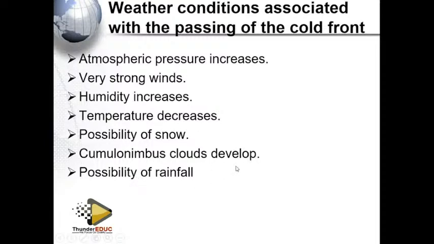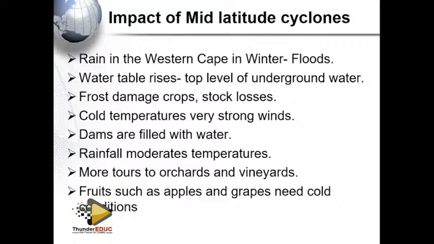Cumulonimbus clouds form. Why do cumulonimbus clouds form? They form because there is continuous rising of warm air along the cold front. When there is that rising of warm air, it will result in the development of cumulonimbus clouds in the upper atmosphere. And therefore, cumulonimbus clouds are associated with rainfall. That's why we say there is a possibility of rainfall. Besides that, cumulonimbus clouds are associated with thunderstorms, lightning, and hail. All those weather conditions are going to be prevailing.